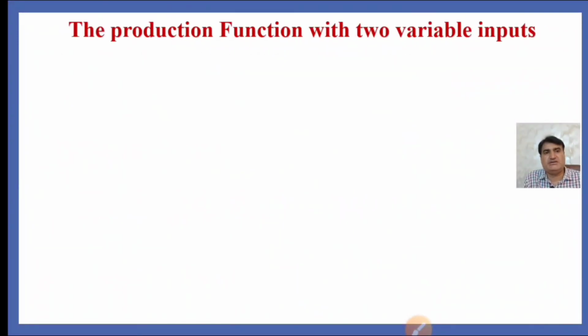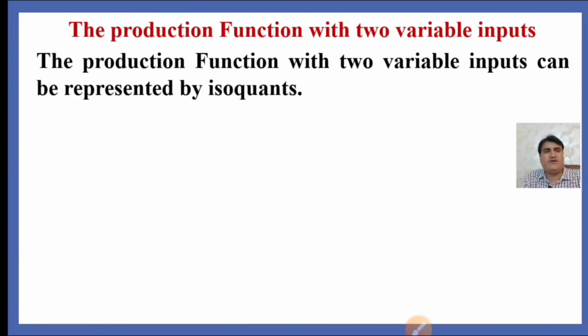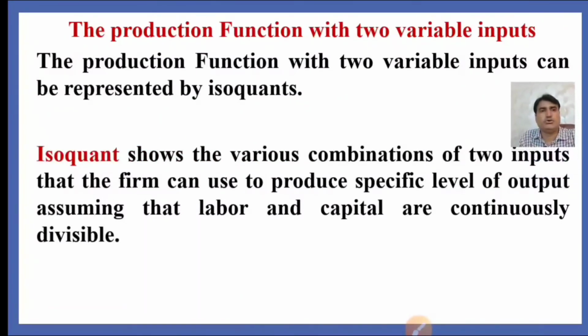The production function with two variable inputs. A production function with two variable inputs can be represented by the isoquant. So what is an isoquant? Iso means same, quant means quantity. The isoquant shows that the same quantity or same output the producer can produce by various combinations of inputs. So the isoquant shows the various combinations of two inputs that the firm can use to produce a specific level of output, assuming that labor and capital are continuously divisible.